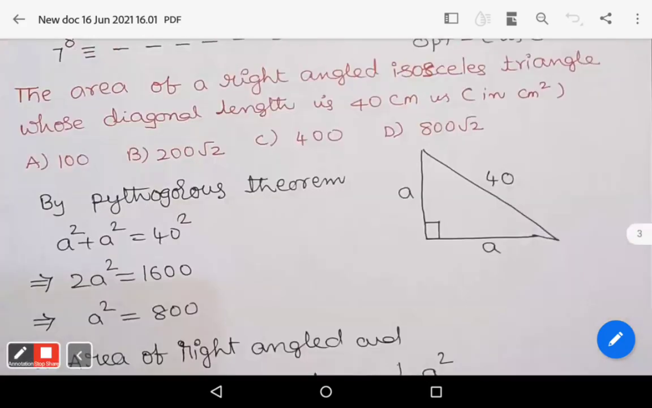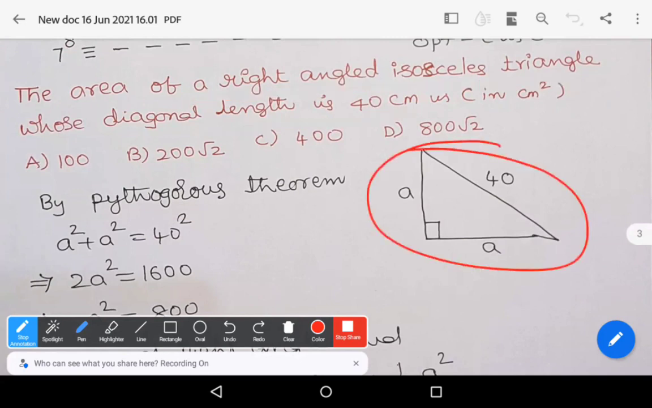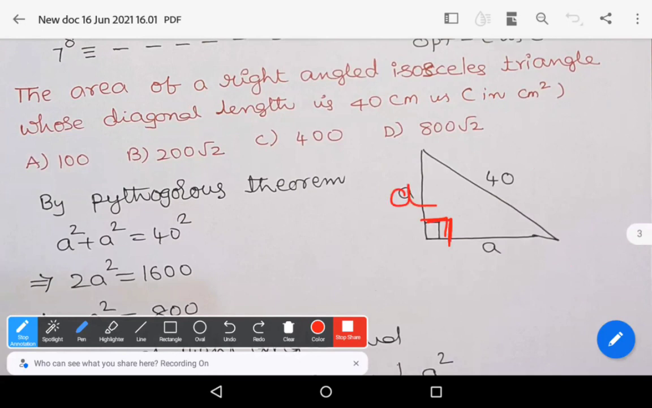Let us go for the next one. The area of a right angled isosceles triangle whose diagonal length is 40 centimeters. Okay, no problem. This is the right angled isosceles triangle. Right angle means here it is 90 degrees, and 2 sides are equal. And the diagonal length is 40.